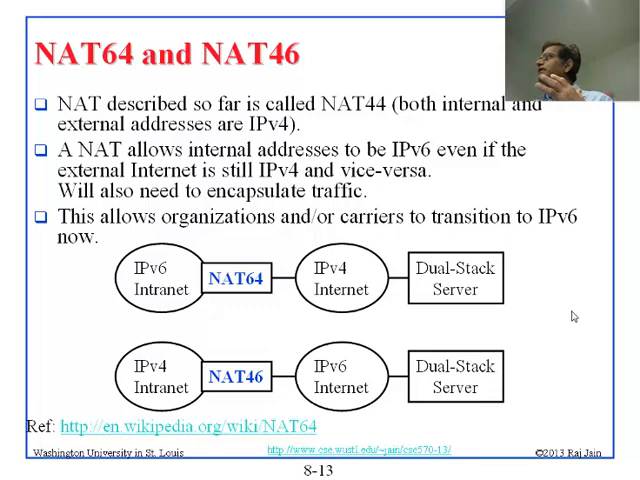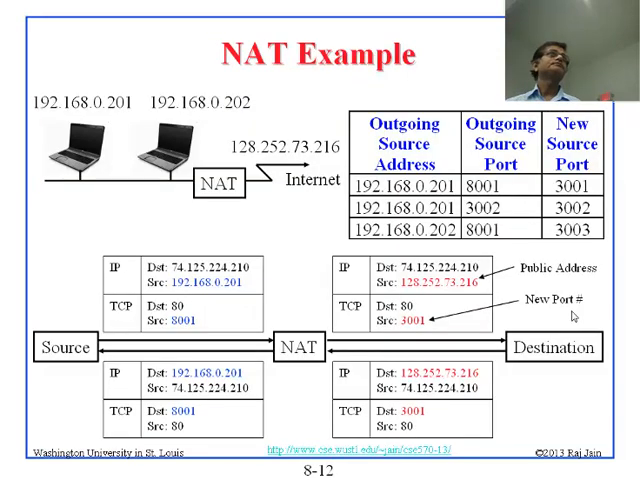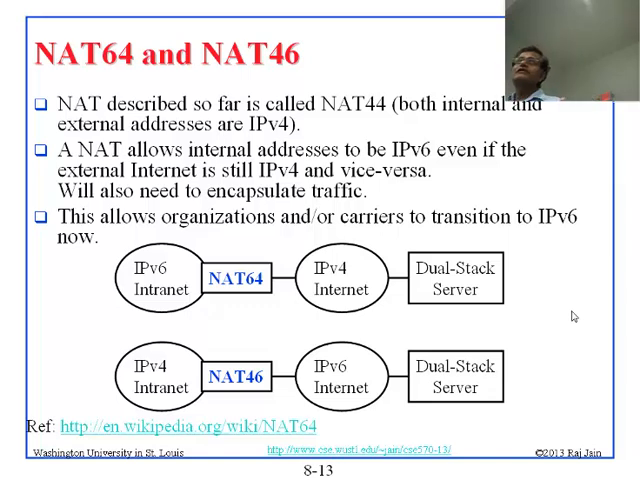So NAT 64 will not only change the addresses, but it will also encapsulate the packet so that everybody on the way will understand. Only the destination at the end will de-encapsulate it and then figure out what to do with this packet. But you can go through the public IPv4 internet. Similarly, there is a NAT 46 which does just the opposite. Okay, everybody understand NAT 64, 46, and 44?